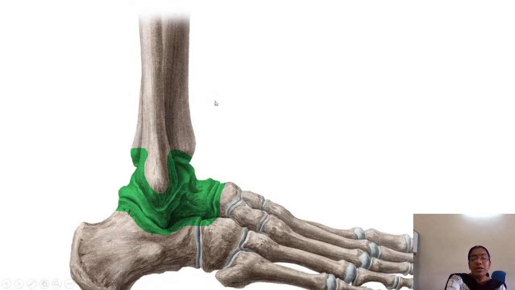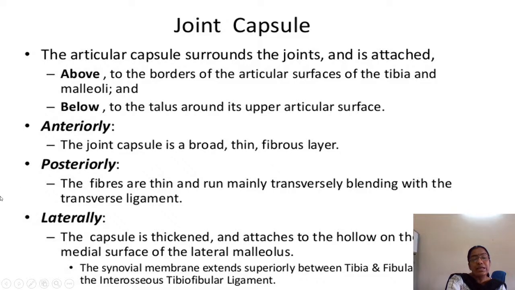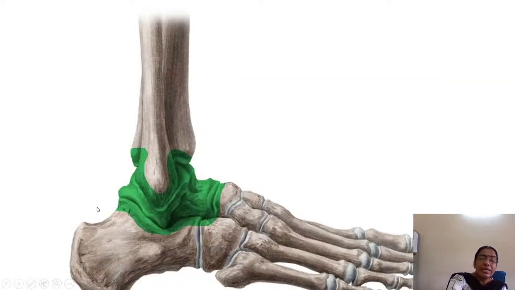So the anterior part of the fibrous capsule is thin, and even the posterior part of the fibrous capsule is thin. But when you see the lateral attachment of the fibrous capsule, it is thickened to form the ligament. The capsule is thickened laterally, attaching to the medial surface of the lateral malleolus.